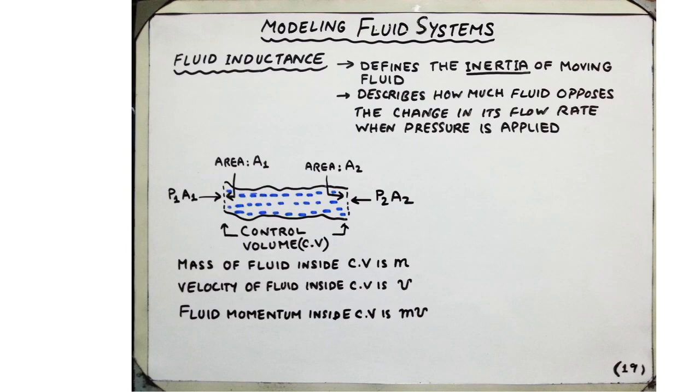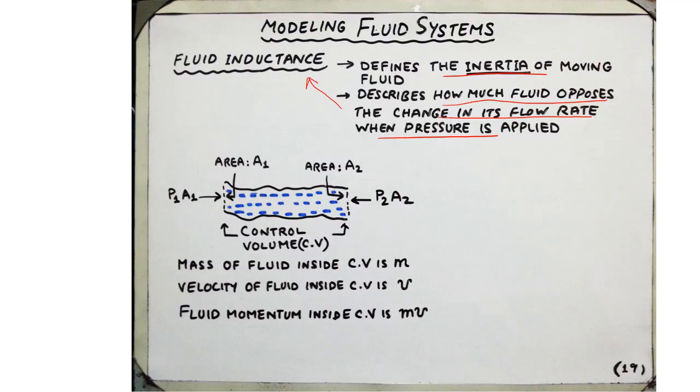All right, now comes the fluid inductance. Fluid inductance is a property that defines the inertia of the moving fluid. In simple words, we say that fluid inductance describes the ability of the fluid to oppose the change in its flow rate. When you try to change its flow rate by applying external pressure, the fluid is going to resist, and that property is described as the fluid inductance. So how are we going to derive its mathematical expression?